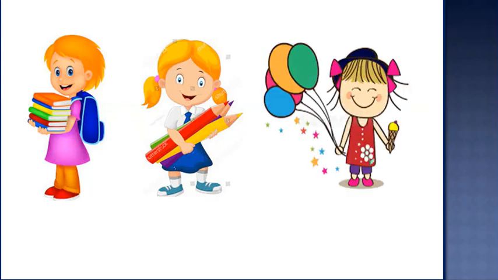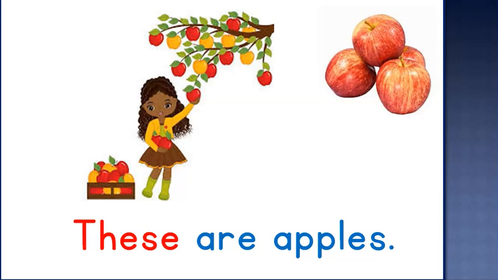This girl seems to be very happy. What does she want to say? She wants to say, "These are my balloons." Repeat after me. These are my balloons. This girl likes to eat apples. She says, "These are apples." Repeat after me. These are apples.